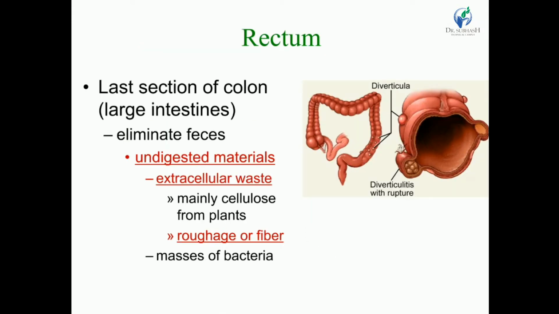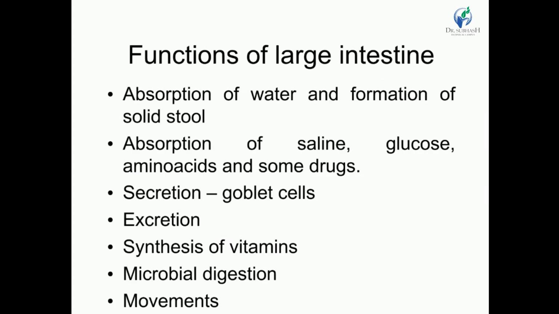Next portion is the rectum. This is the last section of the colon or large intestine, which has a major role, that is to eliminate the feces. It will have undigested materials, or certain extracellular waste, mainly cellulose from the plant material, right? Those fibers may have rough edges, and there might be a presence of bacteria. So there could be masses of bacteria present in the rectum.